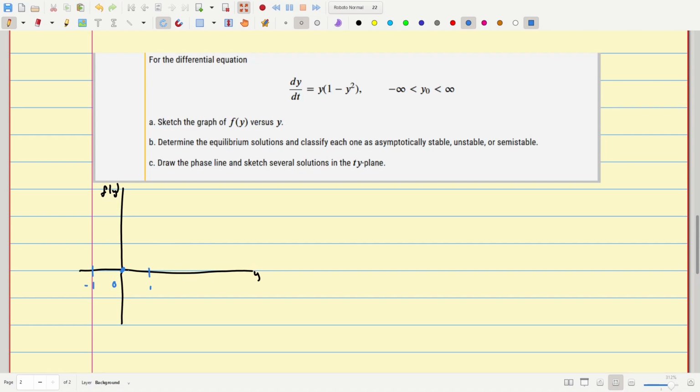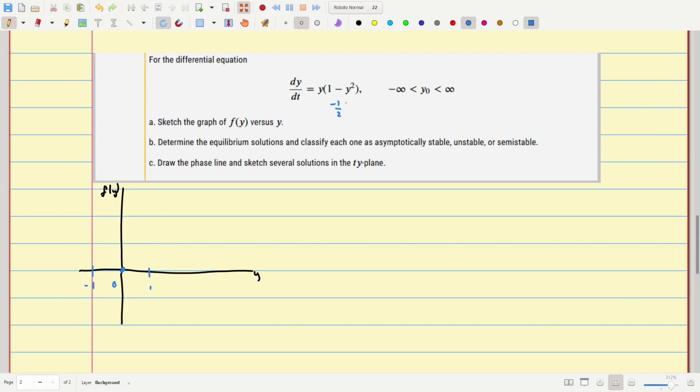And if I want to figure out how this thing looks, what we can do is plug in, say, -1/2 into this expression. If I plug in -1/2, I'm going to get positive 1/4, and 1 minus 1/4 is going to give us 3/4, which is a positive number. And then y is going to be negative. So a positive number times a negative number is going to give us a negative value.